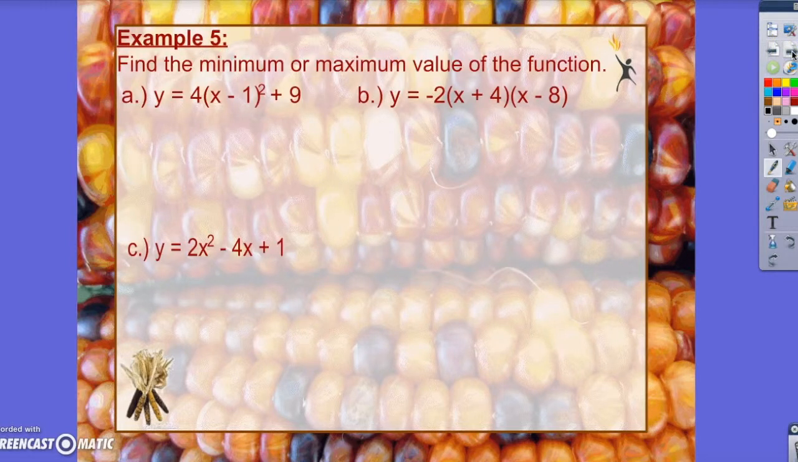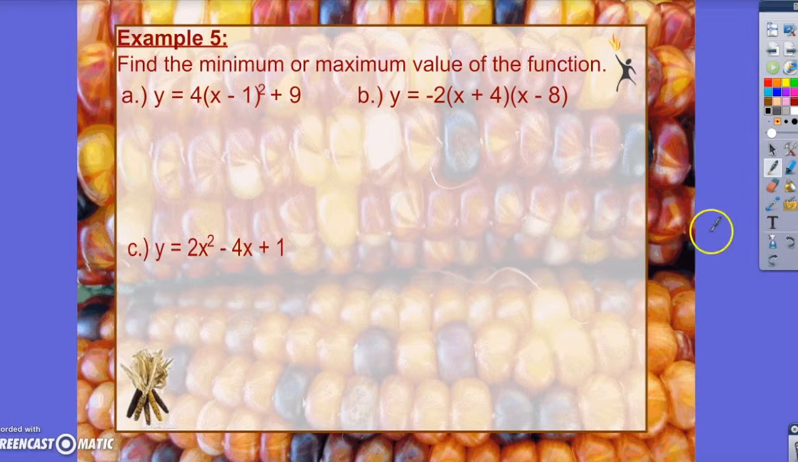Now, today when we continue on with 4.2, we're sort of putting 4.1 and 4.2 all together. We talked about max and mins in 4.1. If your A opens up and it's positive, you have a minimum point. If your A is negative and it opens down, it's a maximum point. Now, with every single one of these, to determine the max or min, it's the vertex. So in A, B, and C, we actually have to find out what the vertex is first before we can talk about max or min.